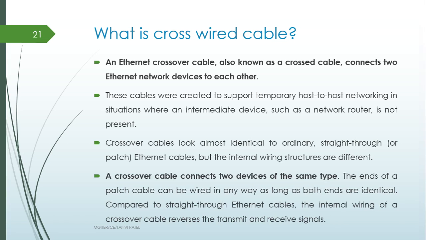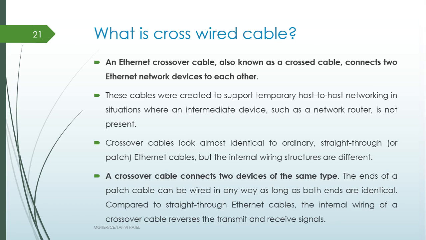So what is a cross-wired cable? An Ethernet cross-wire cable, also known as a crossover cable, connects two Ethernet network devices to each other. These cables were created to support temporary host-to-host networking in situations where an intermediate device such as a network router is not present. Crossover cables look almost identical to ordinary straight-through Ethernet cables, but the internal wiring structures are different.